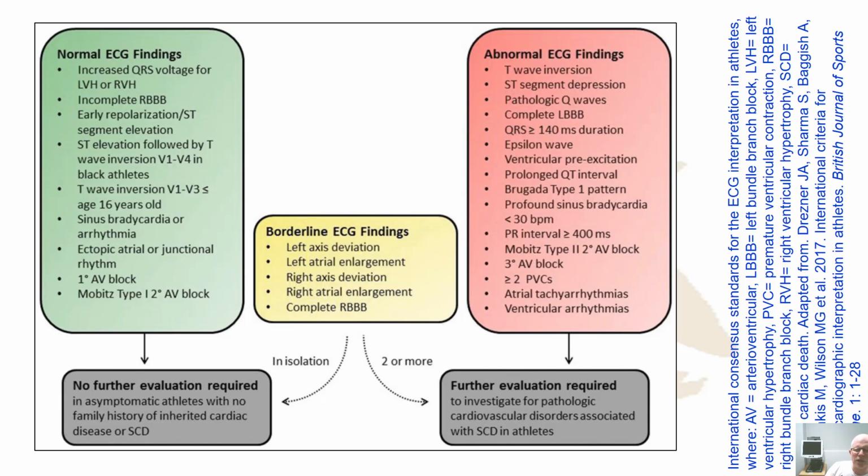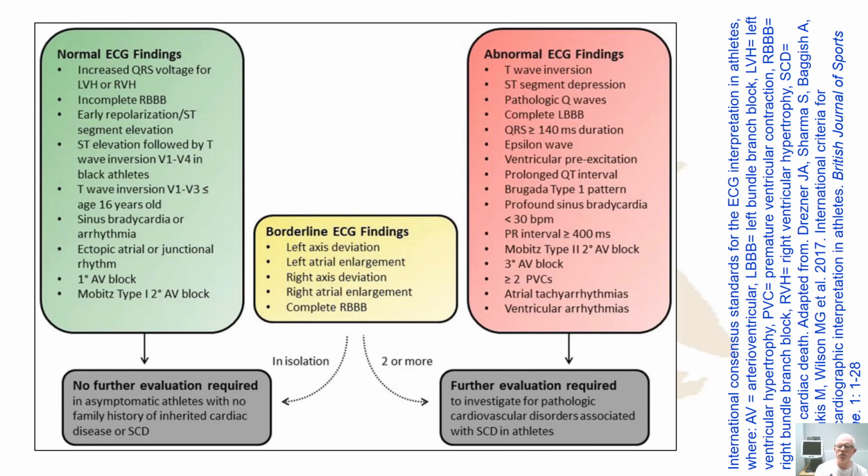You would expect an incomplete right bundle branch block. You certainly wouldn't expect a complete bundle branch block. ST elevation followed by T wave inversion, so think about the ST complex. You'd expect some kind of bradycardia, which is a reduced heart rate. You'd expect a lower heart rate, and they may have some degree of arrhythmia as well. Again, these are normal ECG findings in well-trained athletes.